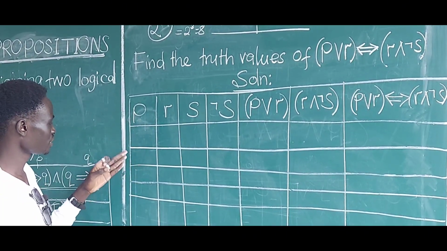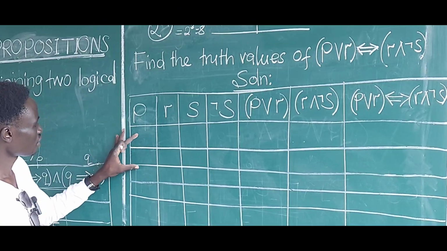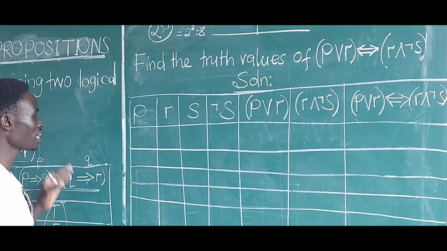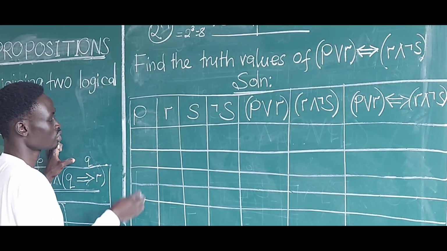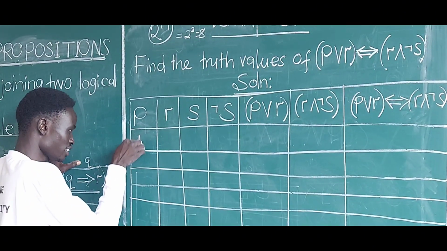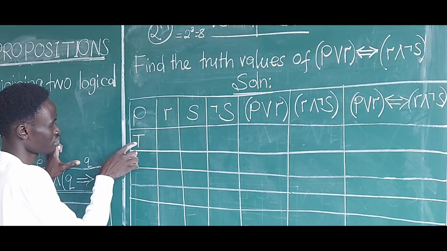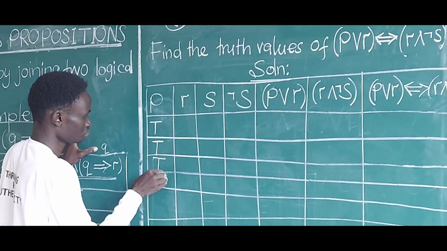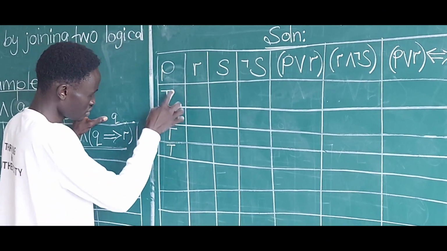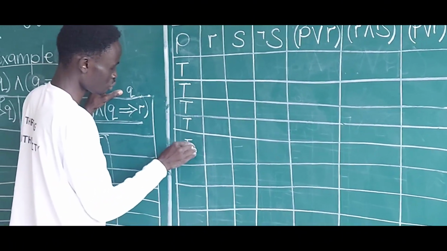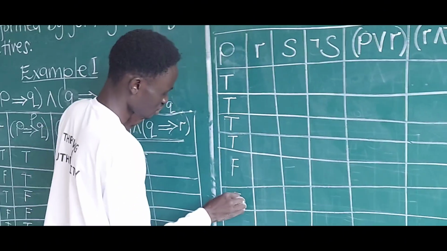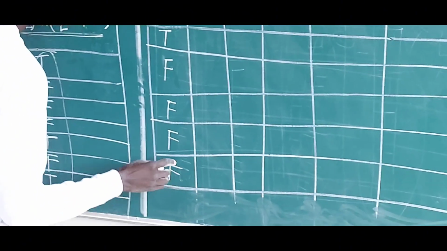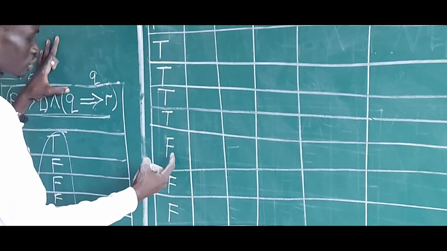As I said before, if you have eight rows, you just divide the rows by two truth values. Of course, the true will take the first half. One, two, three, four. This will be true. Then the remaining four will be false. True, true, true, true. False, false, false, false.